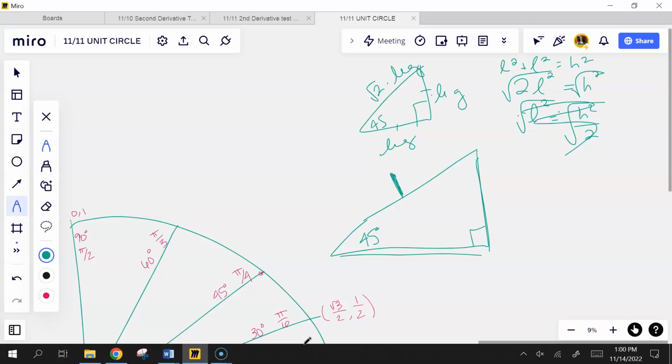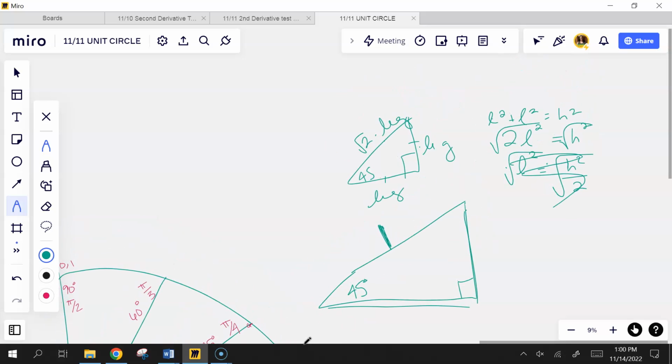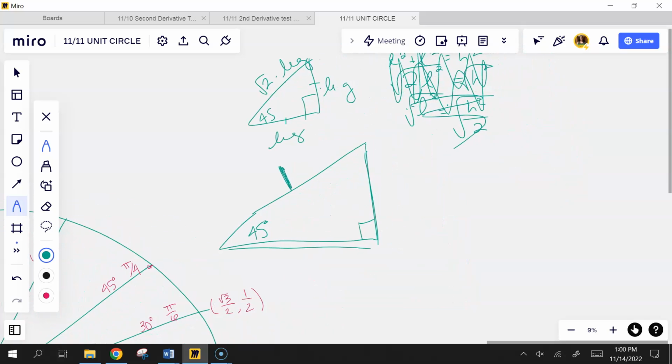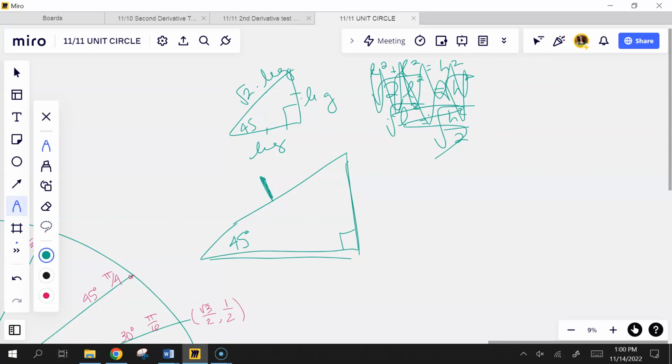Because somebody said, how do you know, or somebody said Pythagorean theorem, and I was like, well, actually, you could get there from that. Okay, but it doesn't matter.